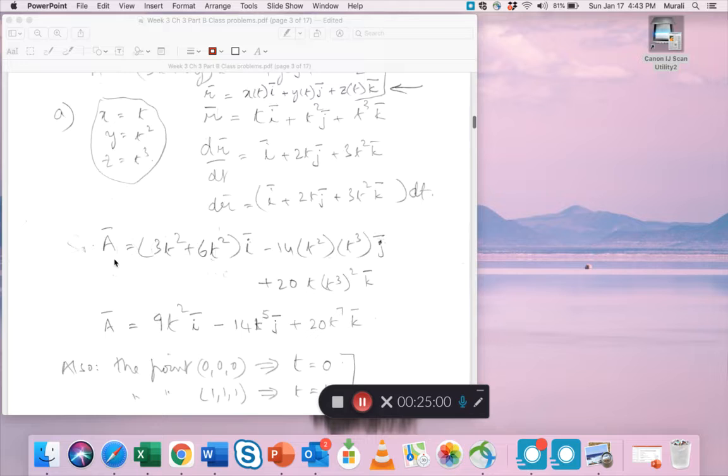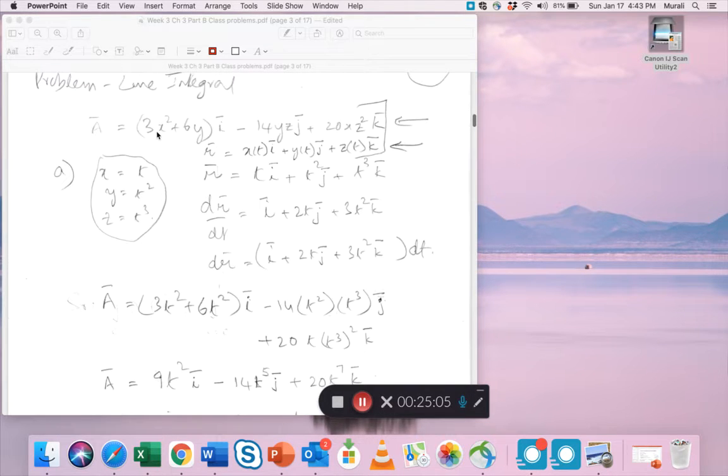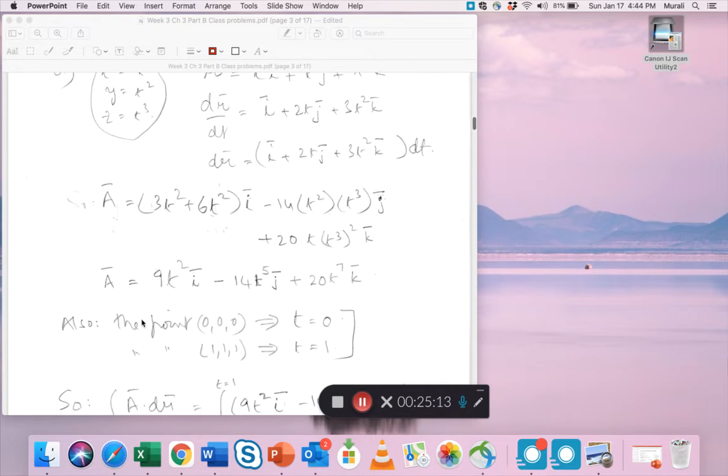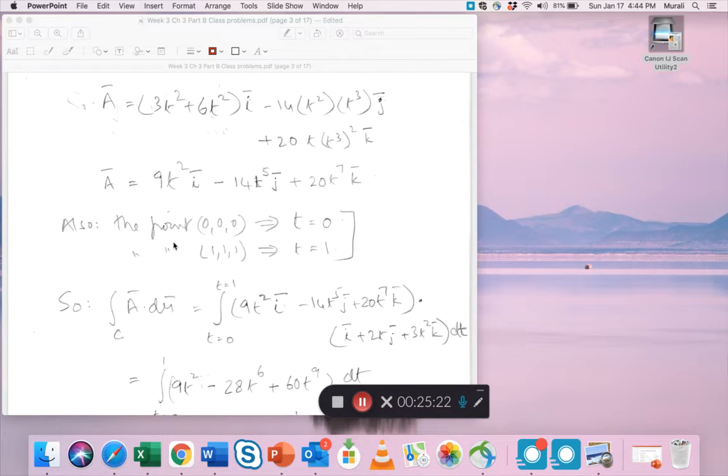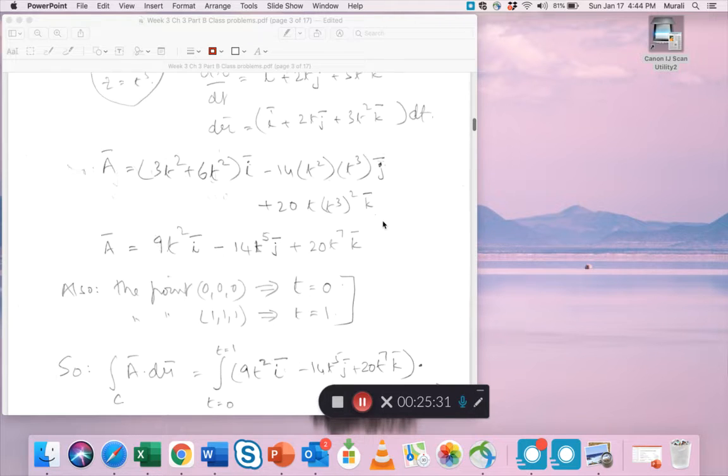So now you have set up a. Now a also is given in x and y, right? So you have to substitute these x and y's into the equation for a. So you have a in terms of t and you have dr in terms of t, where t is the independent variable. Lastly, you have to take the points that are given to us, 0, 0, 0 and 1, 1, 1, and also translate them into t equals 0 and t equals 1.